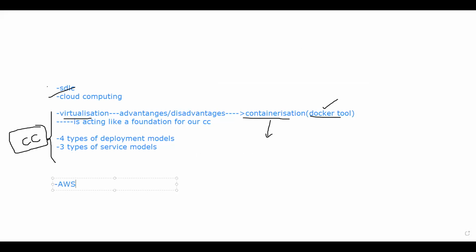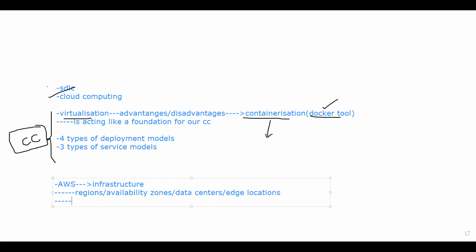Okay, we're going to see AWS. First we'll focus on the AWS infrastructure. In this AWS infrastructure, we're going to see the regions, availability zones, data centers, and edge locations. We're going to understand this.